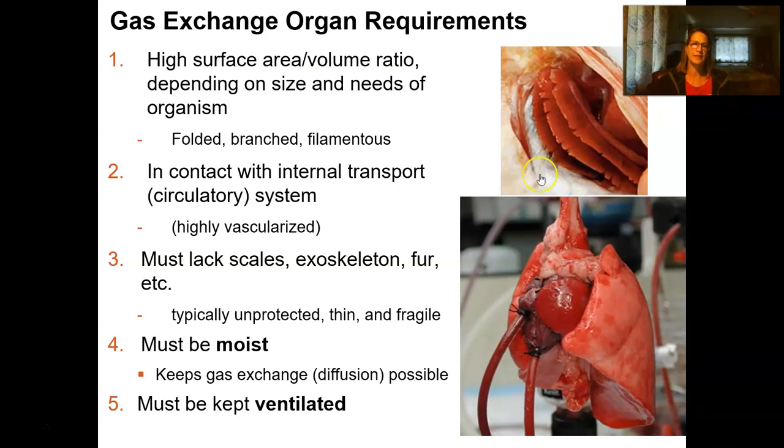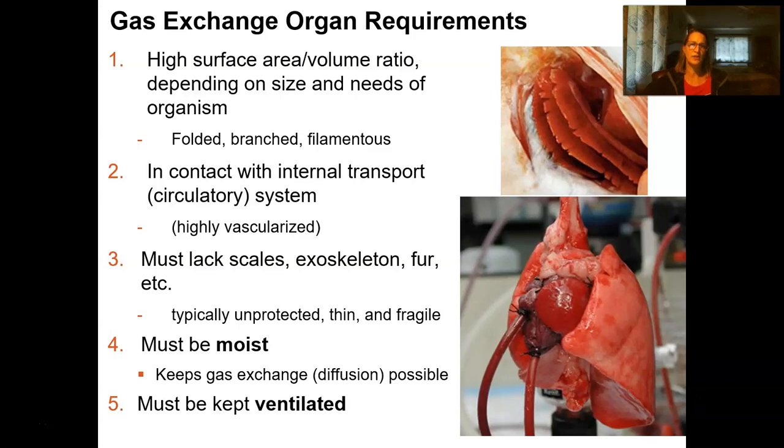So all of these gas exchange organs have similar requirements, whether it's skin or gills or lungs or tracheae. There are characteristics that all of them have. First of all, they need a high surface area to volume ratio. All that does is increase the amount of space available for gas exchange to occur, and the more surface area there is, the better gas exchange will be.